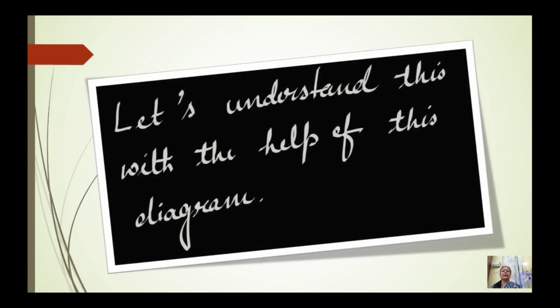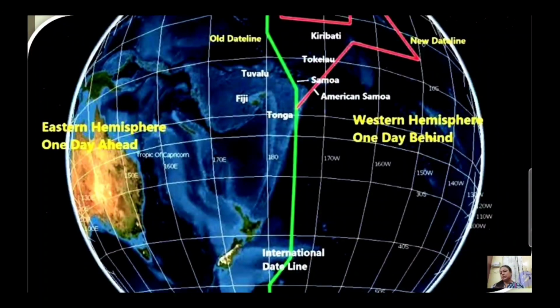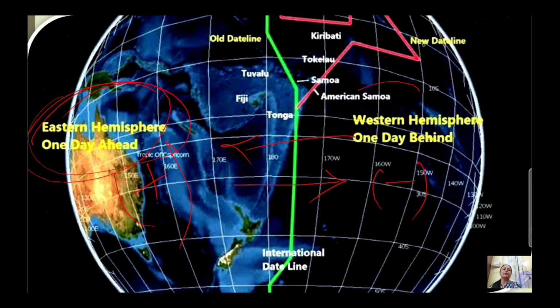Now let's understand with the help of a diagram. So we have already seen this. If a person is traveling westward, they will lose a day, and if a person is traveling eastward, they will gain a day. Now children, as we have turned the globe, the eastern hemisphere is appearing on this side and the western hemisphere is appearing on the eastern side, because we have turned the globe. This is the date line, and it is drawn over 180 degree longitude.